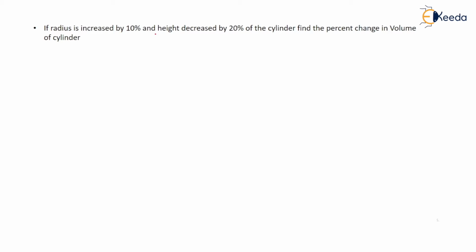If the radius of a cylinder is increased by 10% and height decreased by 20%, find the percentage change in volume of the cylinder. Okay, so if the radius is increased by 10%, suppose earlier the radius was 100, now it increased by 10%, means it is 110, right? This is radius. And the height, earlier it was 100, now it is decreased by 20, so the new height will be 80. So what is the formula for the cylinder? That is pi r square h. This is the formula for cylinder. So cylinder old equal to cylinder new.